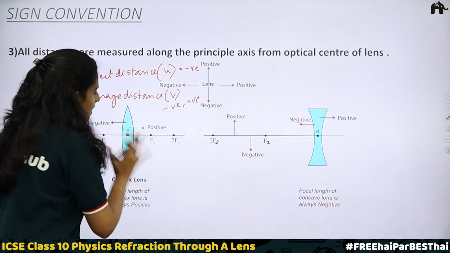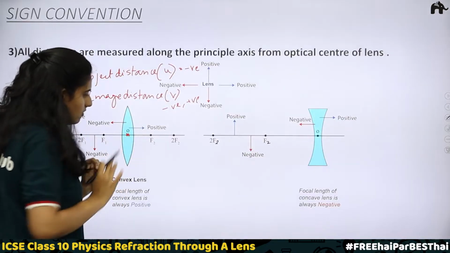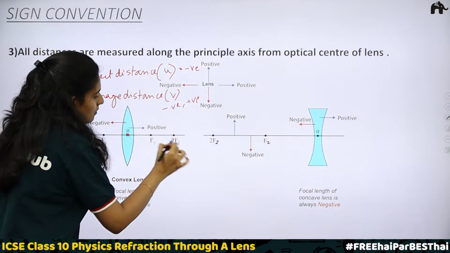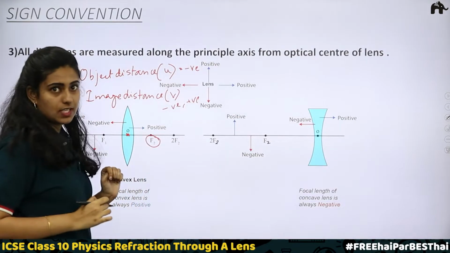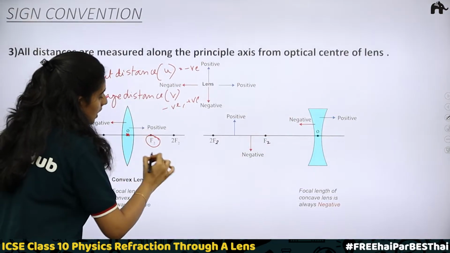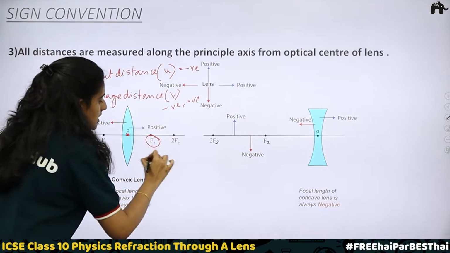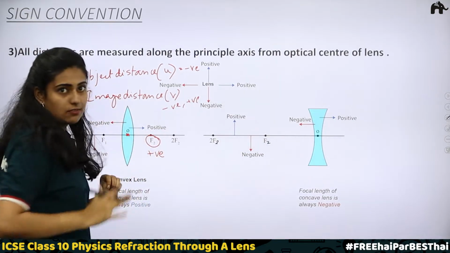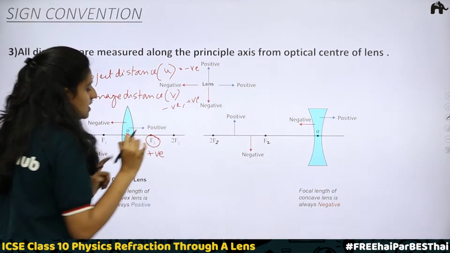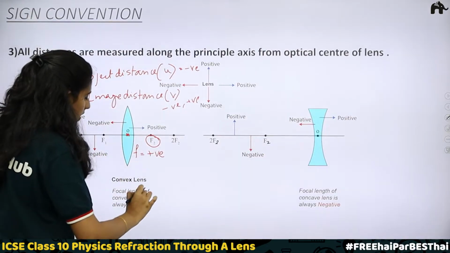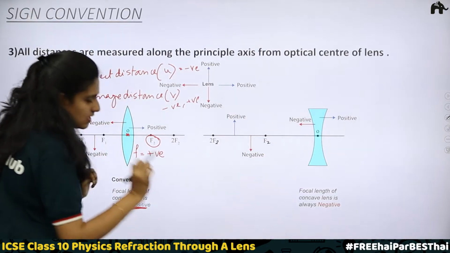Okay, when you consider the convex lens, so this is a convex lens, you can see that the second focus is this one. Second focus is to the right side of the lens, right side of the optical center. Therefore, second focus or the main focal length value f will be positive in case of convex lens. Okay, focal length of convex lens is always positive.